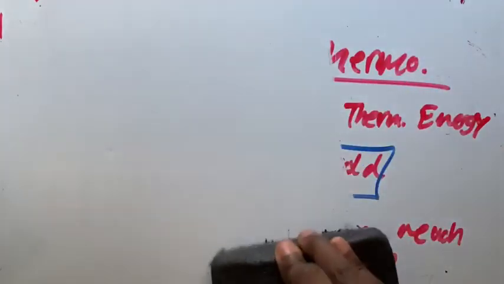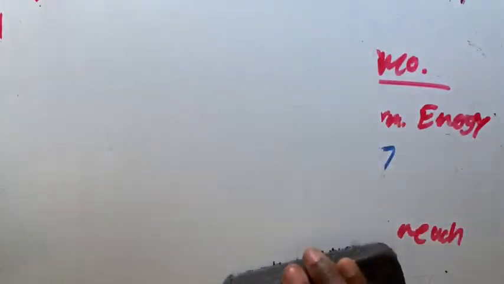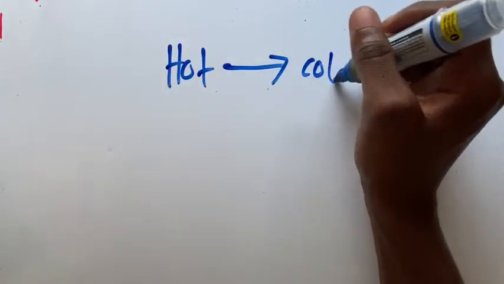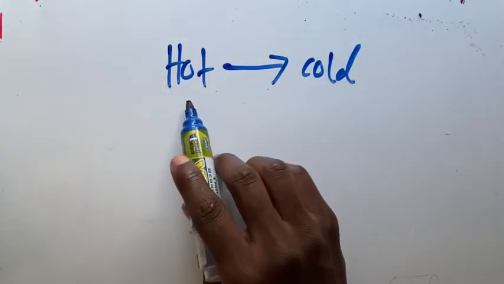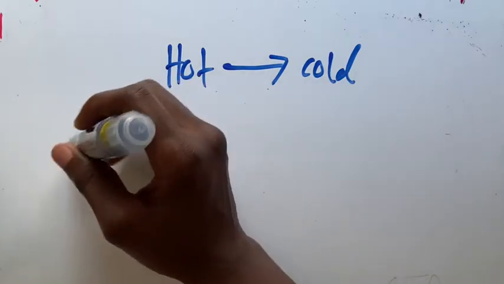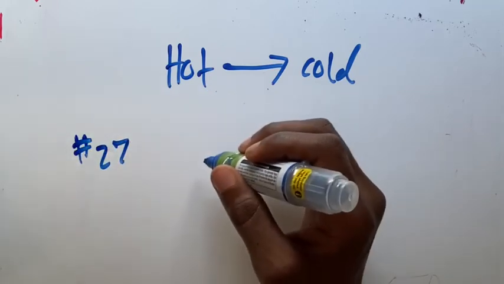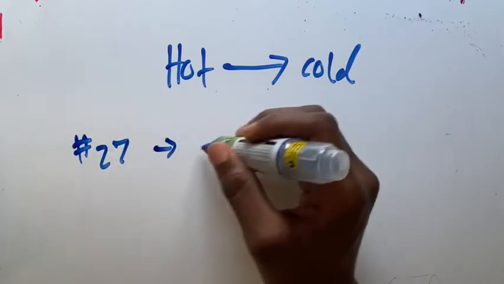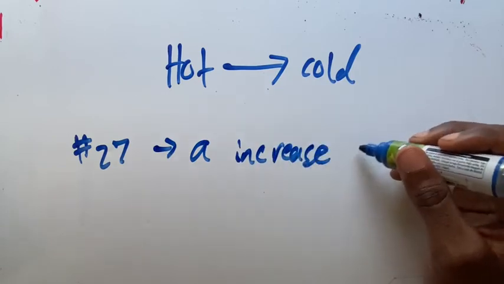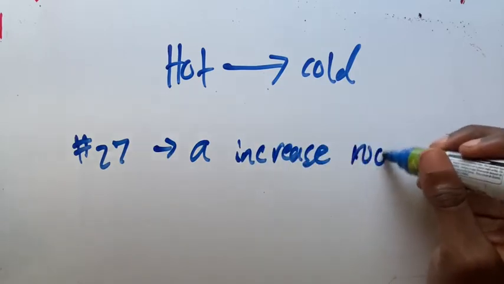27 says leaving a hot oven door open in a closed room on a cool day does what? Well, since we know temperature always goes from hot to cold, the hot oven is going to heat up the room. So number 27 is going to be A. It's going to increase the room temperature.